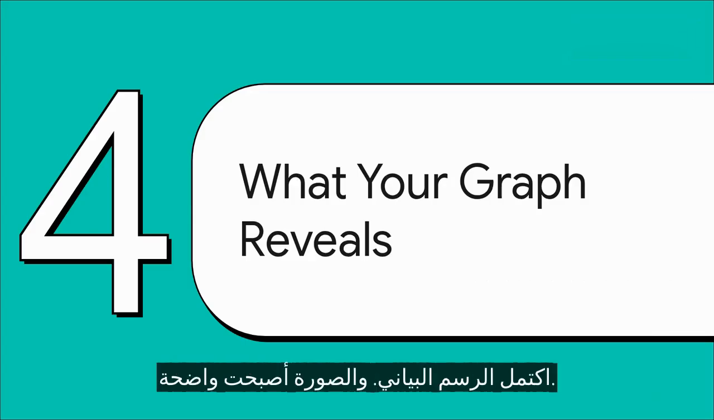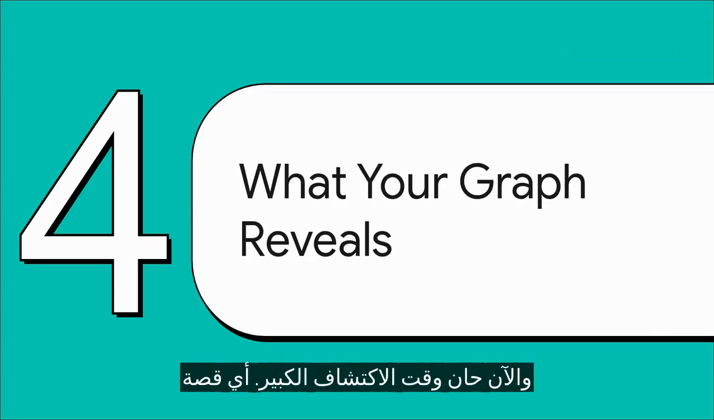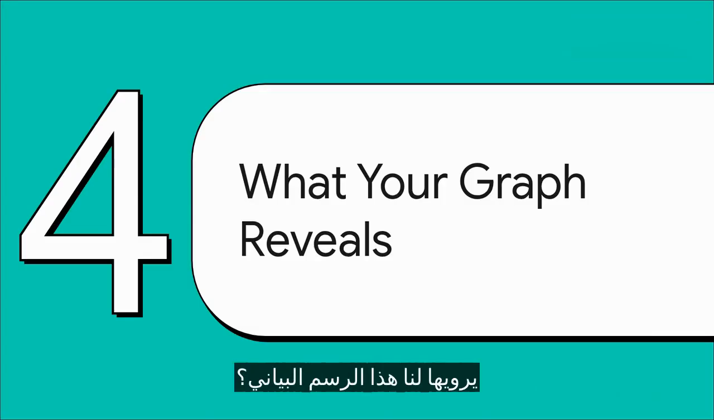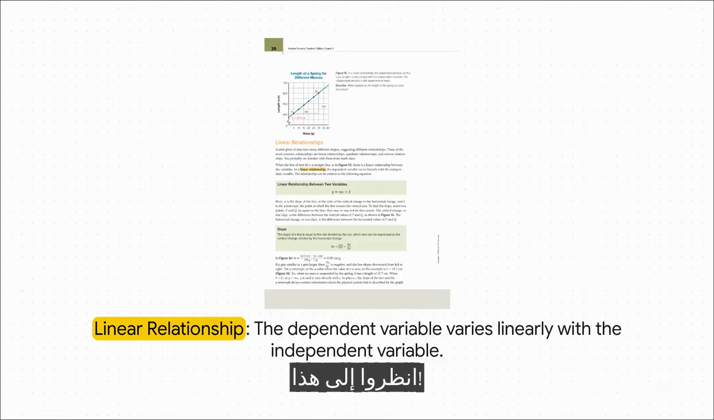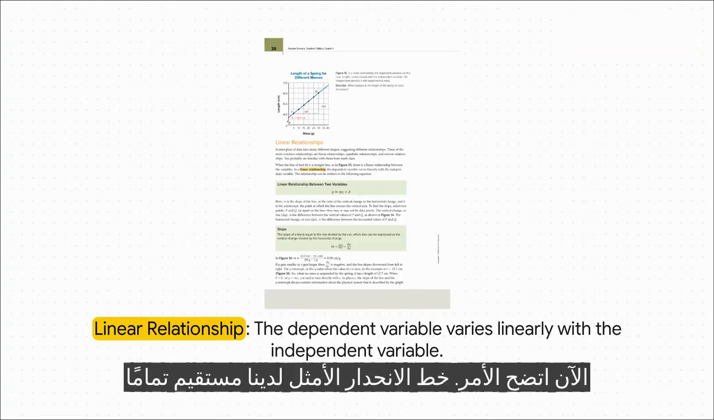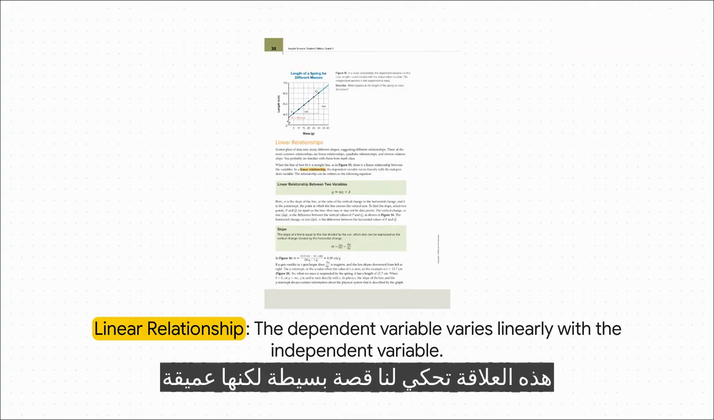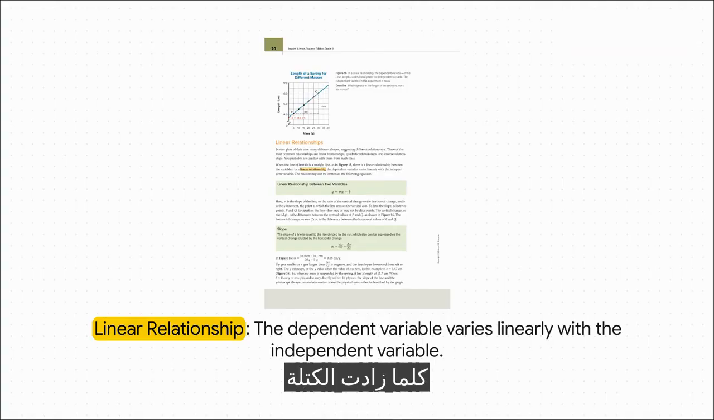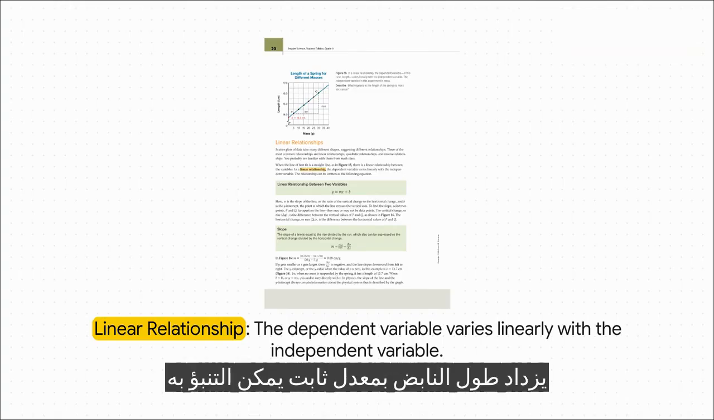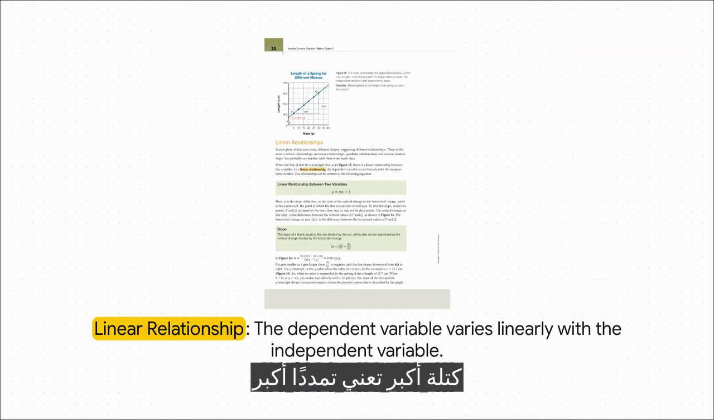Okay, the graph is built. Our picture is complete. Now it's time for the big payoff. What story is our graph actually telling us? Let's find out. And just look at that. The pattern is crystal clear now. Our line of best fit is a perfect straight line, and this has a special name. It's a linear relationship. It tells us a simple but powerful story. As the mass gets bigger, the spring's length gets bigger at a nice, steady, predictable rate. More mass, more stretch. The graph just makes it so obvious.